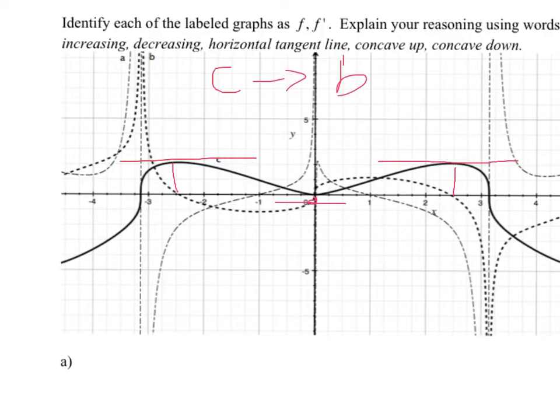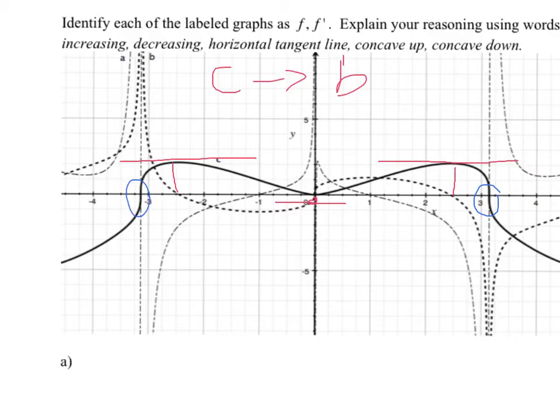I don't yet know if C is the function or the first derivative. I don't yet know if B is the first derivative or the second derivative. I'd also like you to take a quick notice at the points where it looks like graph C goes vertical.